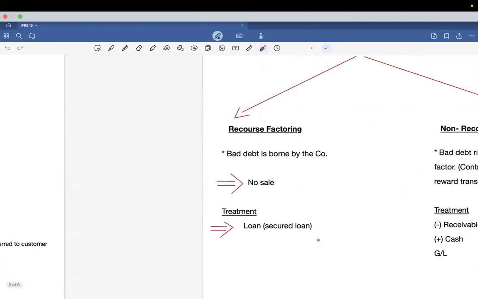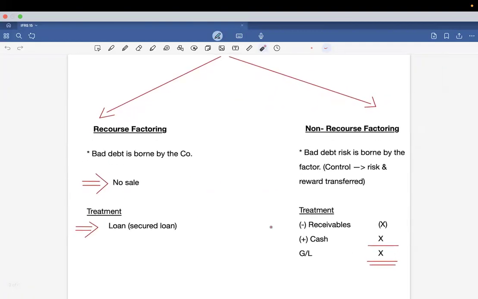Yeah, it's very risky. Now, under factoring itself, there are two types: recourse factoring and non-recourse factoring. Clear? So under recourse factoring, whatever bad debt arises, the company is going to bear it. So the risk is borne by the company. Under this condition, your receivables are not being sold. Hence, whatever amount that you receive is going to be taken as a loan.